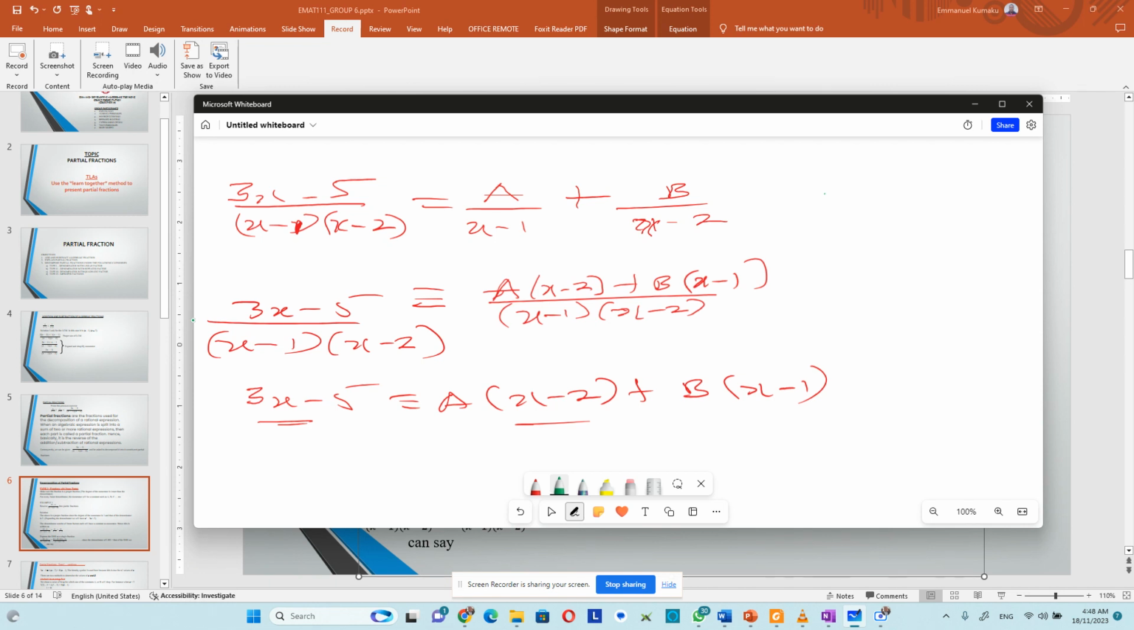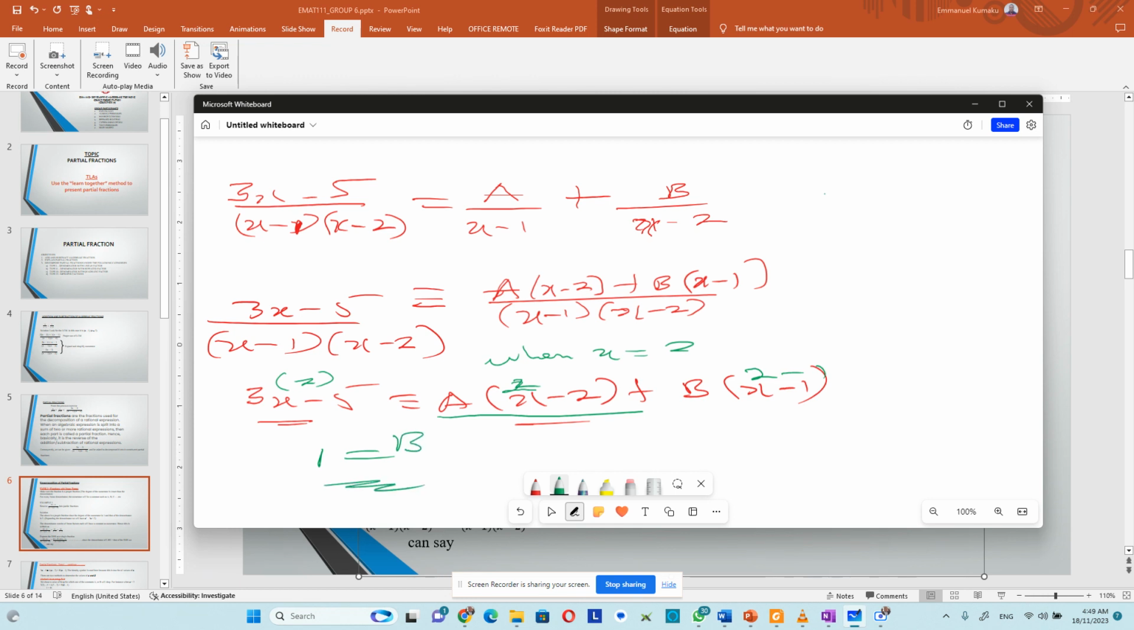So for example, if I assume that x is equal to 2, this becomes 0, A drops, then I solve for my B. We aim at dropping one of the constants A or B by predicting an x value that will drop it. So when x is equal to 2, the whole thing here breaks down. And here will be 2 minus 1, and here is 3 into 2 minus 5. The answer here will be 1, and then here also will be 1. So we'll get B is equal to 1.